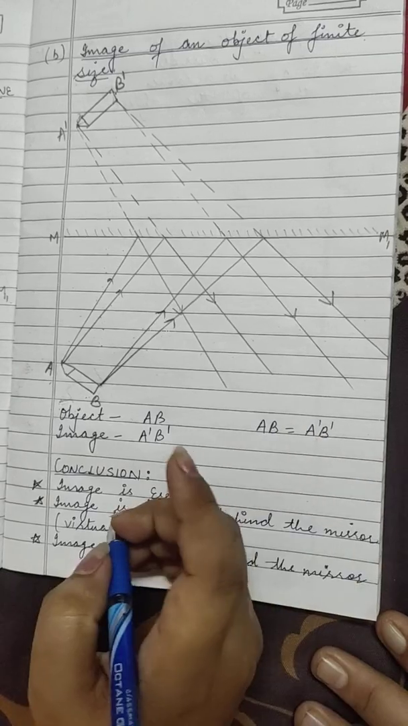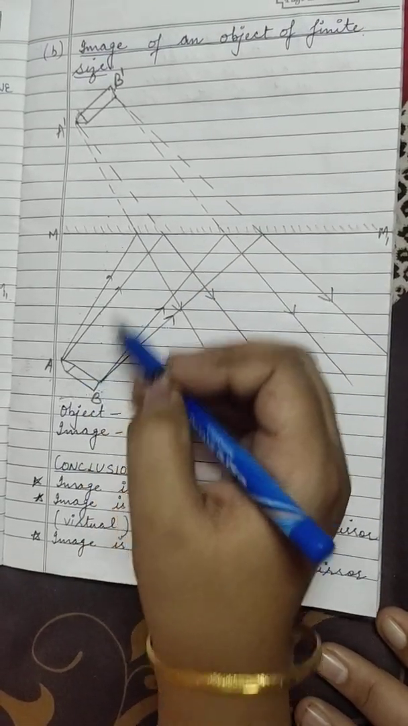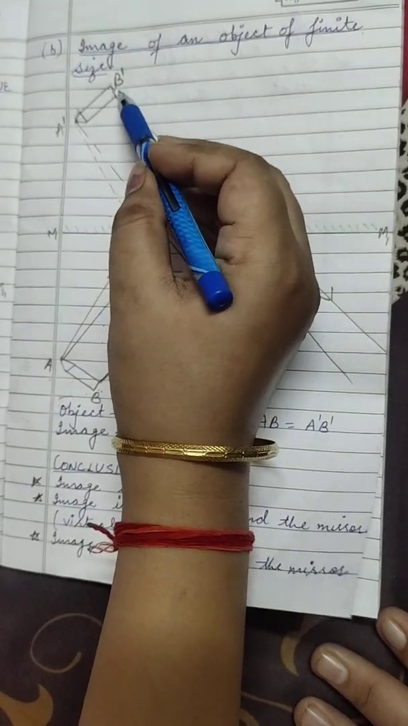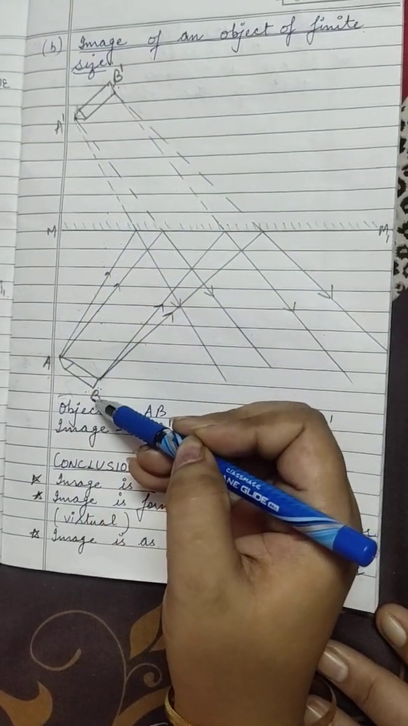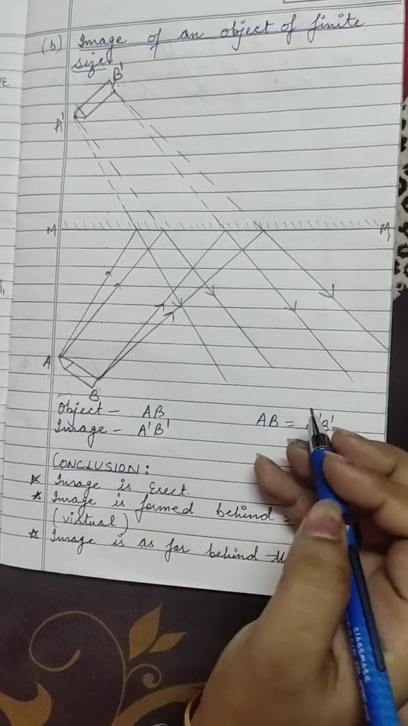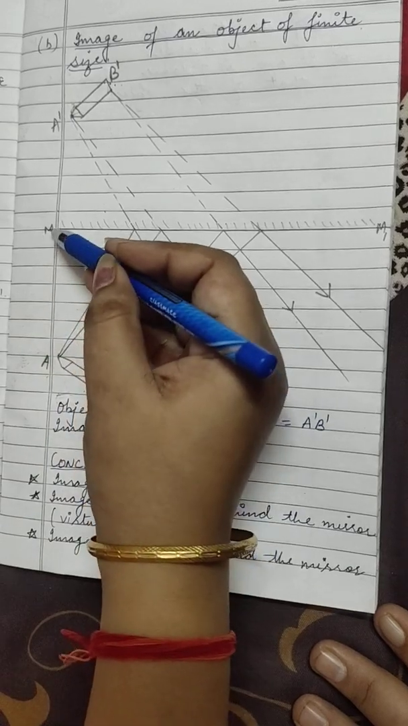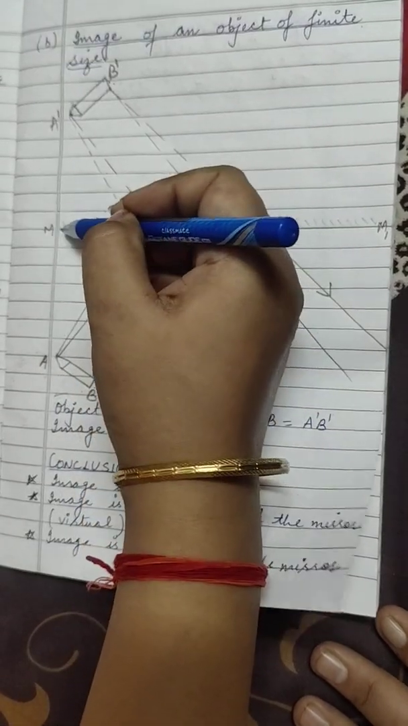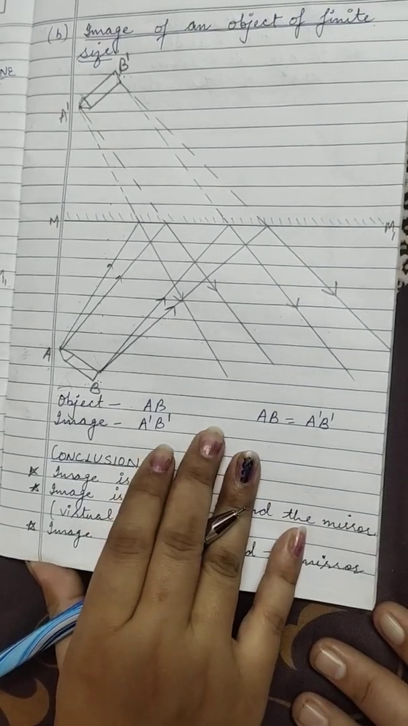So as discussed earlier, the size of the image will be same as that of the object. So this is your image and this is your object. You can see that the size will be same in case of your plane mirror. The distance between mirror and object will be same as mirror and image. Is it clear?